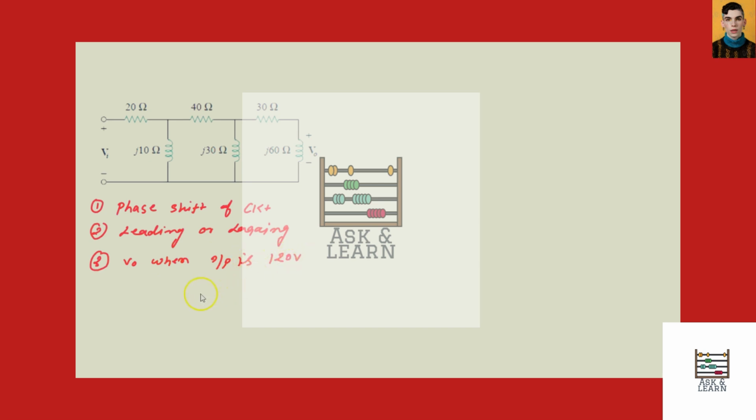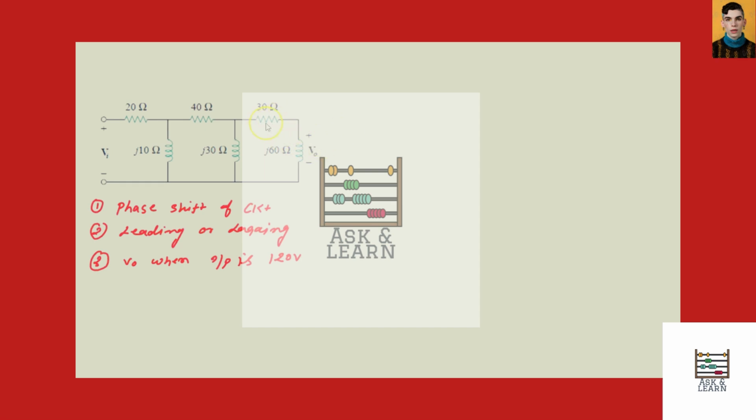120 volt. Fine. So there are three quantities which we have to calculate: phase shift, whether it is leading or lagging, and output voltage also when the input is 120 volt. Okay, so for the phase shift, first we have to calculate the relation between the input and output voltage. Fine. So for this relation, we need to calculate the overall impedance of the circuit, right?